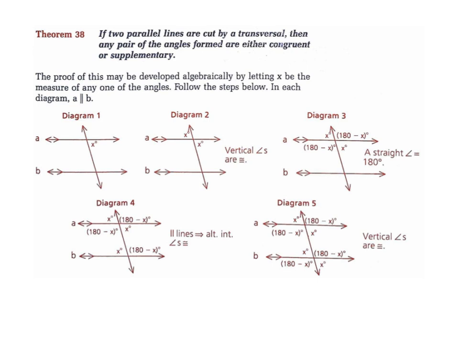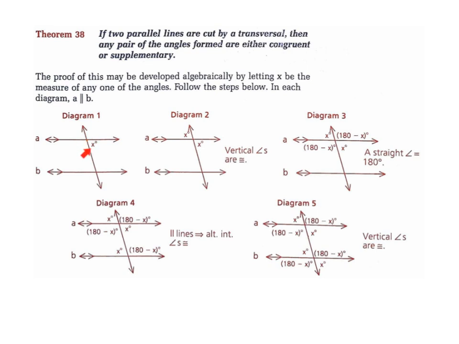Theorem 38 says this: if 2 parallel lines are cut by a transversal, then any pair of the angles formed are either congruent or supplementary. The proof of this is shown below. So this can be proven by picking any of the angles in a diagram with parallel lines and a transversal and calling it X, and then developing what the other angle measures must be.